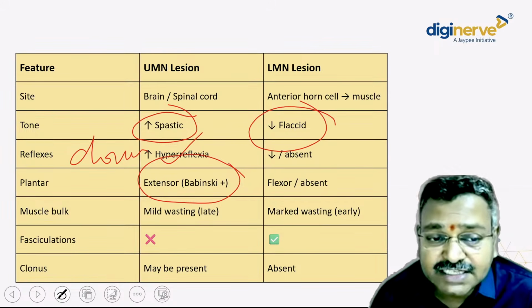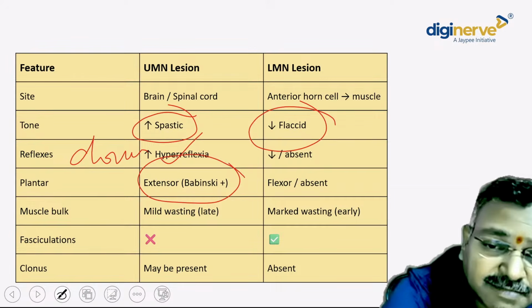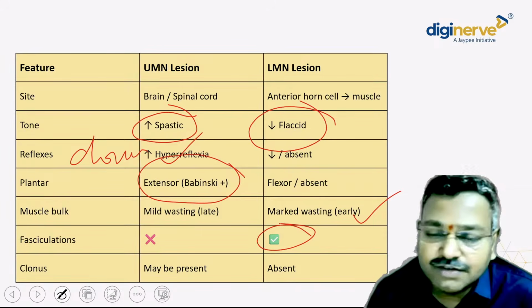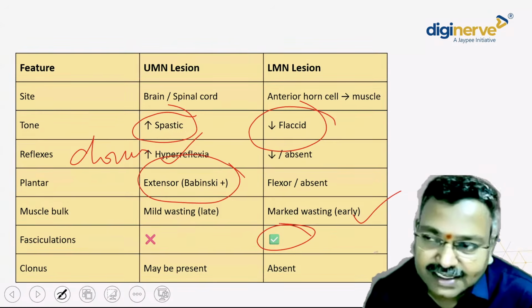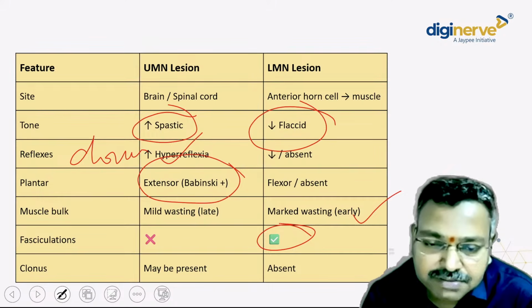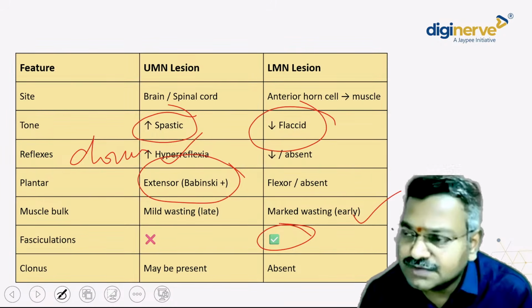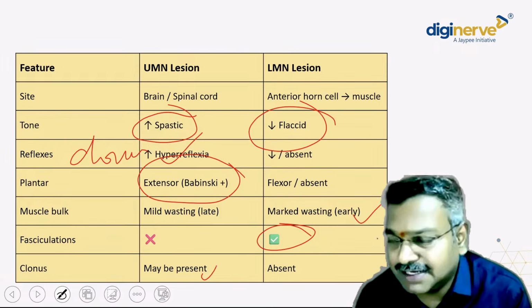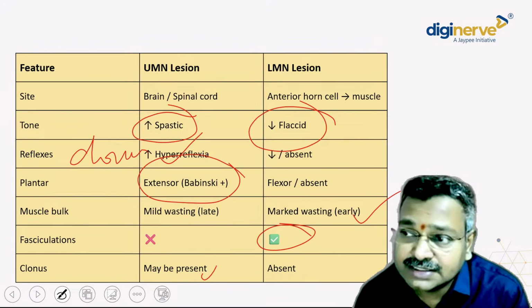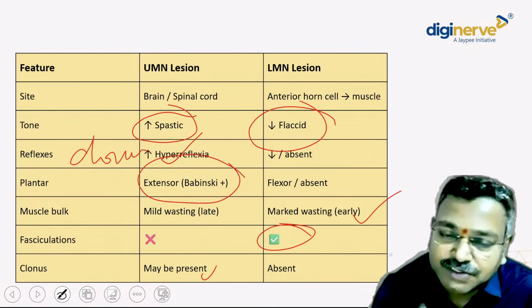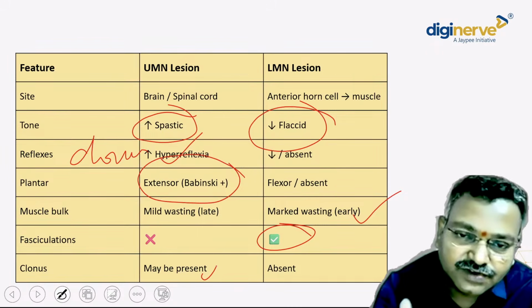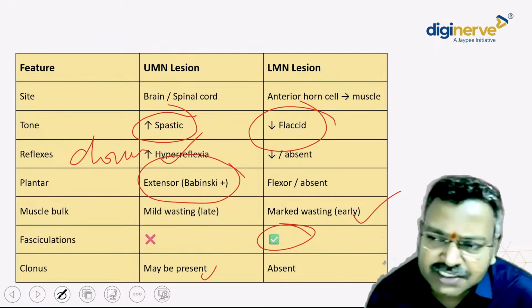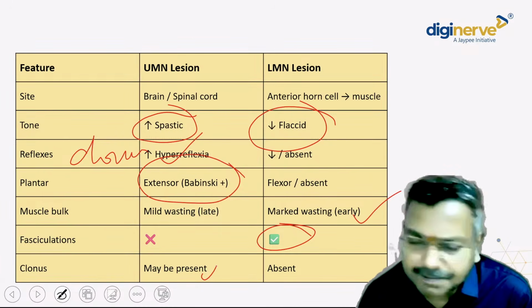Now, the features which are specific for an LMN disease are marked wasting and fasciculations. Fasciculations, that's something we should always remember, is an LMN finding, where you have worm-like movement within the muscle that is seen. Clonus, which is an exaggerated reflex, is always a feature of UMN disease, not LMN. Now, you should always remember UMN disease can present with LMN findings, especially in the early stages. In a stage of neuronal shock, which may last a few days, you may find LMN signs, but eventually the UMN signs will appear.